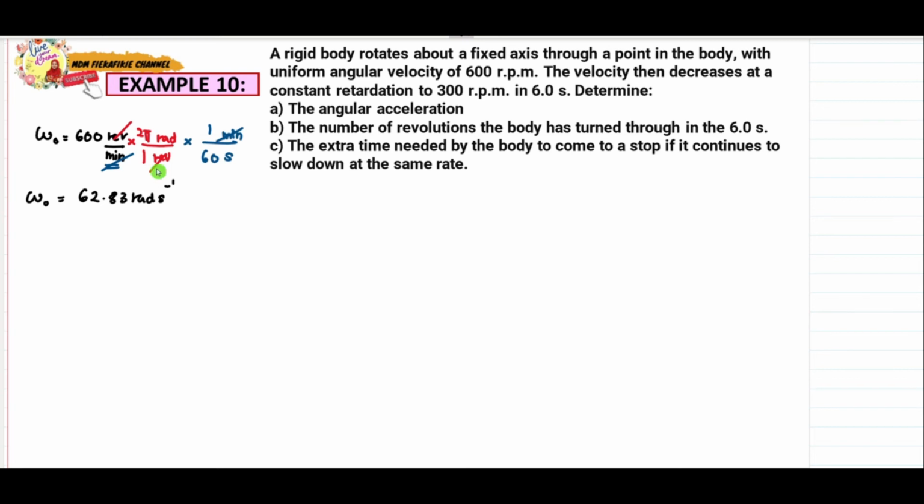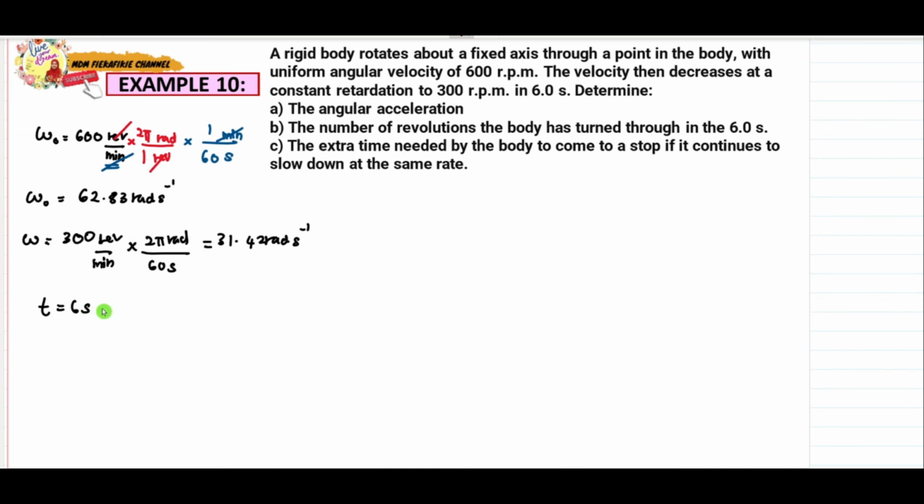Okay, the velocity then decreases at a constant retardation to 300 revolution per minute. Okay, so determine the angular acceleration. Macam lebih kurang sama kan dengan soalan tadi pun. Okay, kita boleh kira dulu 300 revolution per minute, times 2 pi radian, and then this is 60 second. Okay, you kira lah. Nanti you mesti akan dapat 31.42 radian per second. Okay, so t is given in 6 seconds.